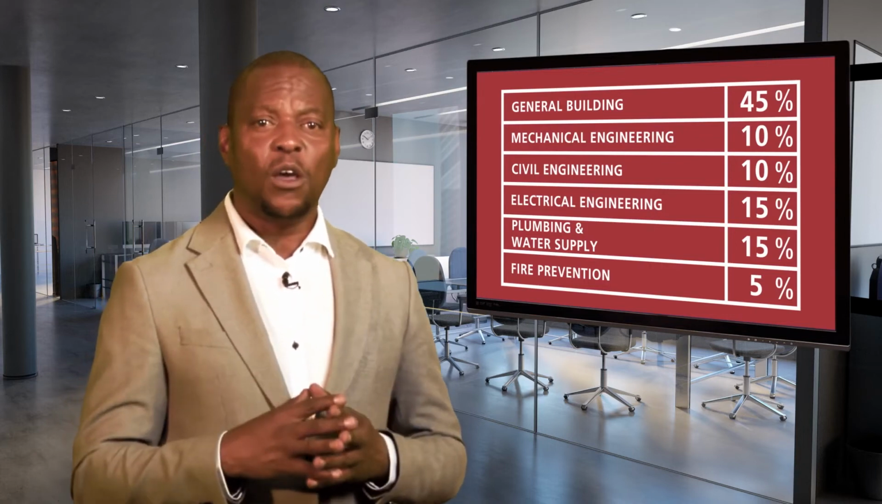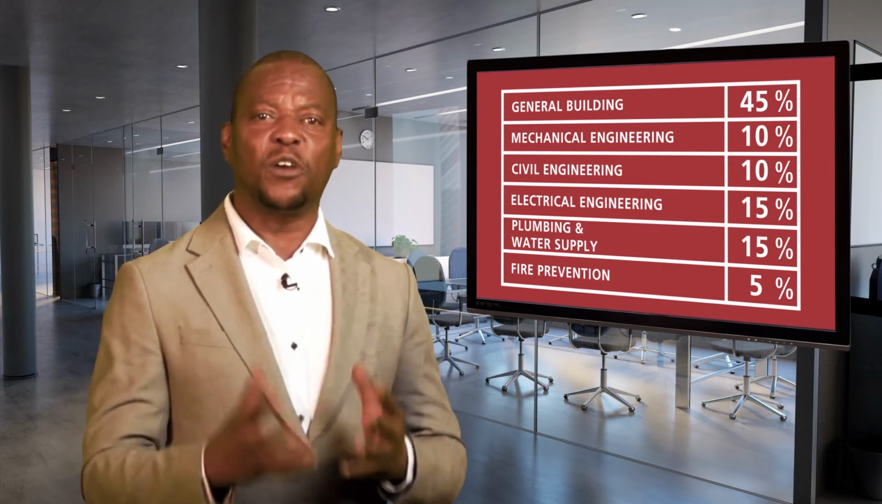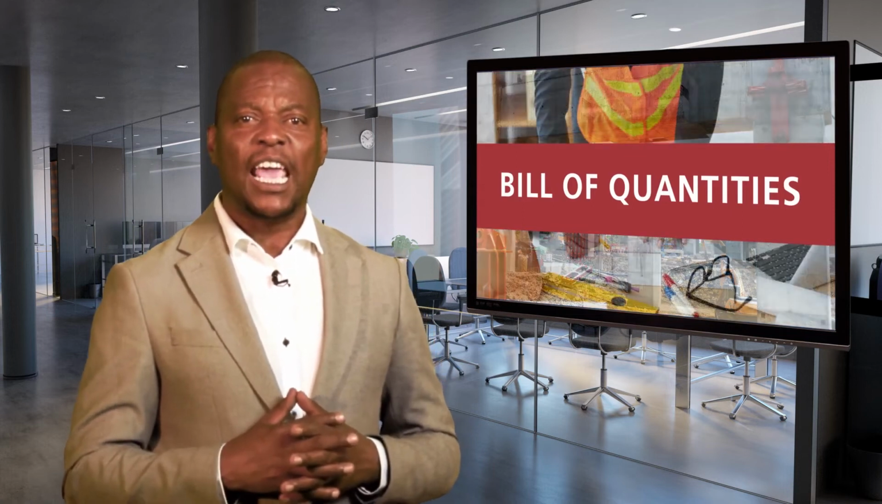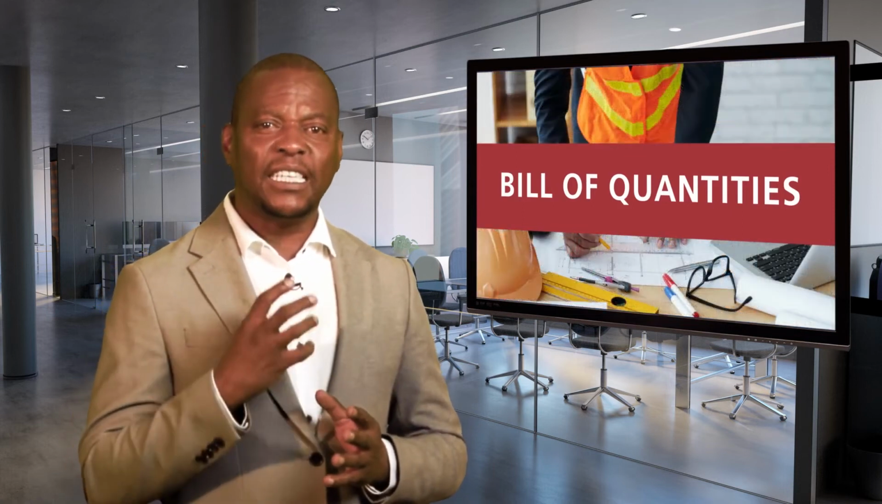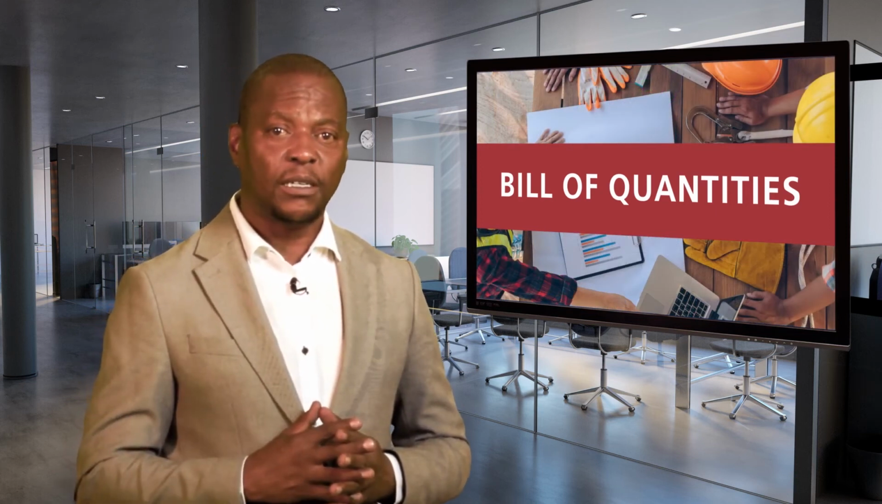The class of works which carries the largest percentage or is the biggest in size determines the grade you must advertise. In this case, general building carries the largest percentage of the works. That's the class of works you must advertise. Don't make the mistake of advertising multiple classes of works for one project. It will render the tender invalid. The various classes of works involved in building this project and their percentages should be clearly stated in the bill of quantities, which must form part of your tender document.